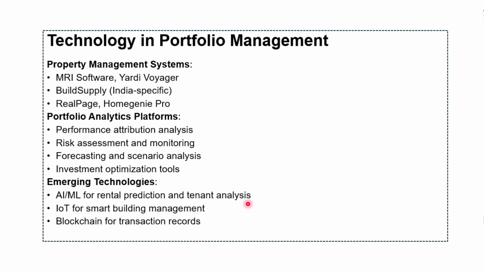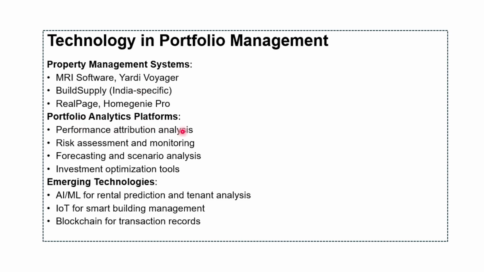Then technology in portfolio management. Property management systems like MRI Software, Yardi Voyager, and India-specific platforms like Build Supply handle day-to-day operations but also generate data for portfolio analysis. There are also RealPage and Homogeny Pro. So basically there are multiple options available. You will find out more if you search for property management software.